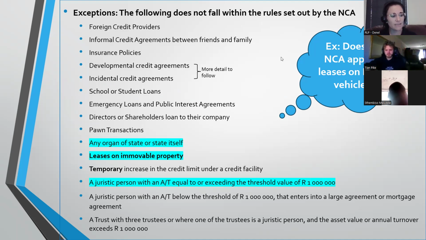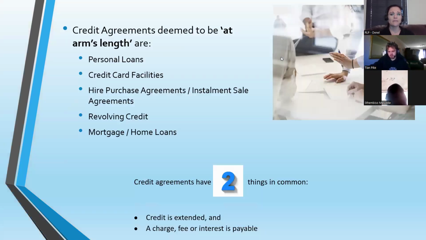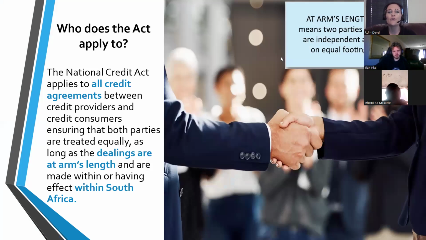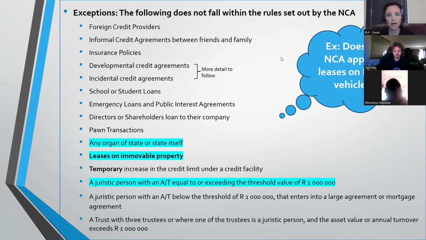A list of exceptions is all of the following agreements. They do not fall within the rules of the NCA, meaning that the National Credit Act will not apply to these types of agreements. The first one says foreign credit providers. But wait a minute. Do you guys recall when we read who the act will apply to? It says made within or having an effect within South Africa. So if it's a foreign credit provider, it's not in our country. That is why the NCA will not apply.